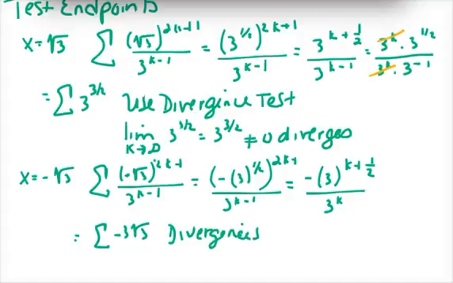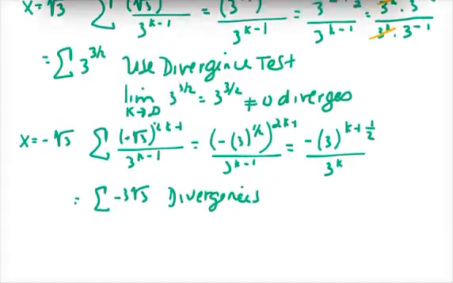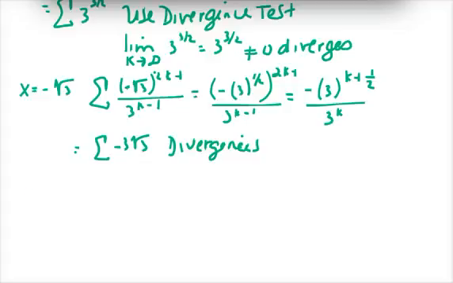by the divergence test. So your interval of convergence, I, is equal to negative root 3 to positive root 3. Sorry about that, I had something on my screen.